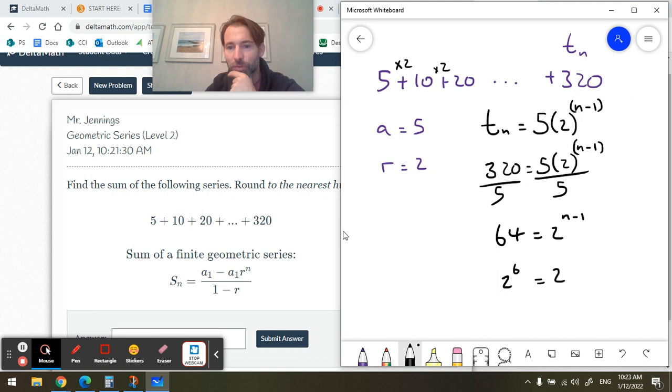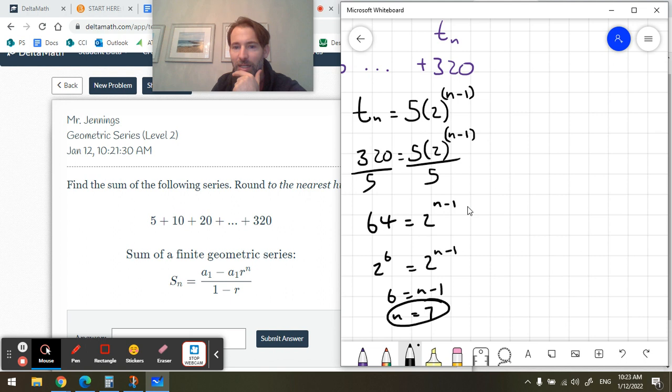And therefore 2 to the 6 is equal to 2 to the n minus 1. I can take the bases away because this must be equal to that. So 6 equals n minus 1, and then n equals 7. Come on, that's just what it is. All right, so now I've got all that I need.